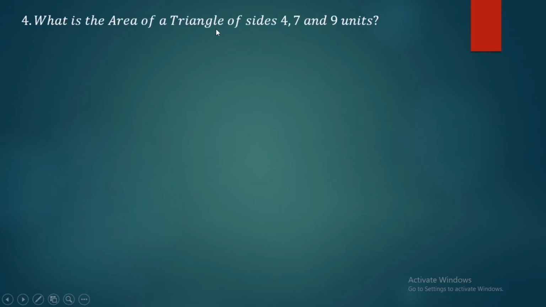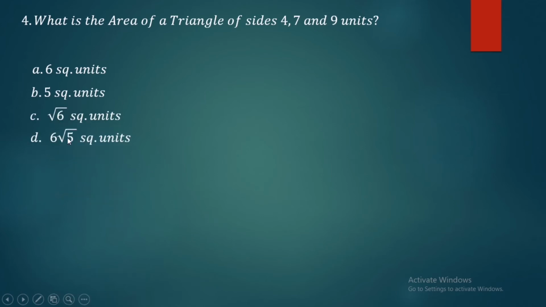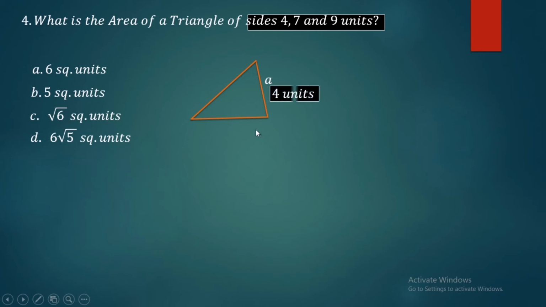Number 4, so what is the area of a triangle of sides 4, 7, and 9 units? A, 6 square units. B, 5 square units. C, square root of 6 square units. D, 6 square root of 5 square units. So our plain figure here is a triangle. So you can make any triangle with the sides of, so sa atin dito is the side A is 4 units, B is 7 units, and C represents 9 units.